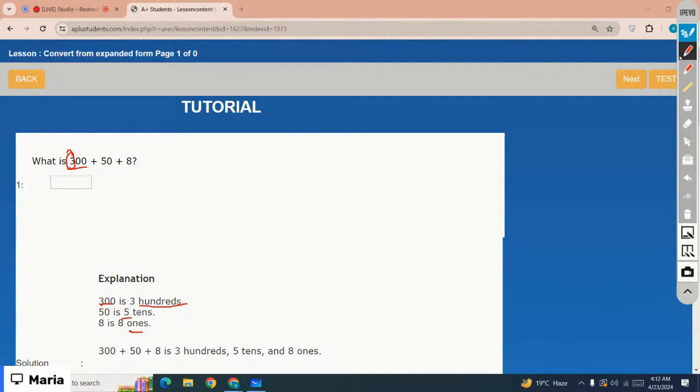Writing in different forms, you have so many ways to write the numbers, right? You can write like this, 358, and you convert it into expanded form like this, 300 plus 50 plus 8. Change from this form to this form. Basically the digits tell you the place value, right? Okay, let's just start with the practice questions.